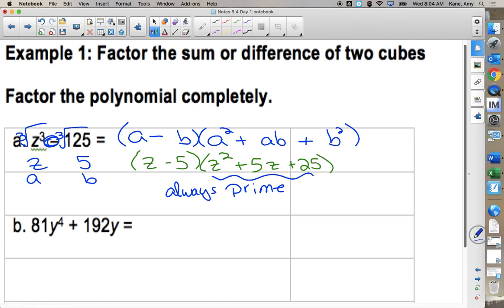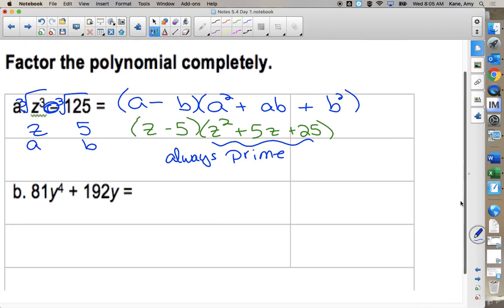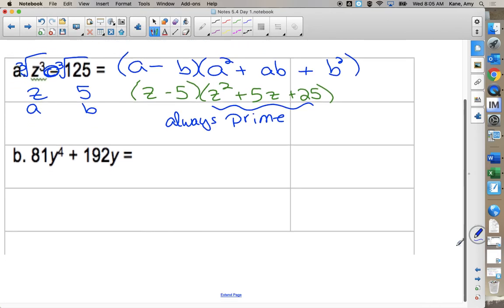So if you look at the second one, letter B, we have 81y to the 4th plus 192y. So what do you notice first, Ava? You take out 3y. Yeah, so we have to take out a y. They have a y in common. Sometimes you have to factor a couple of times to work through the problem. Ava, if you take out a y, what do you get?